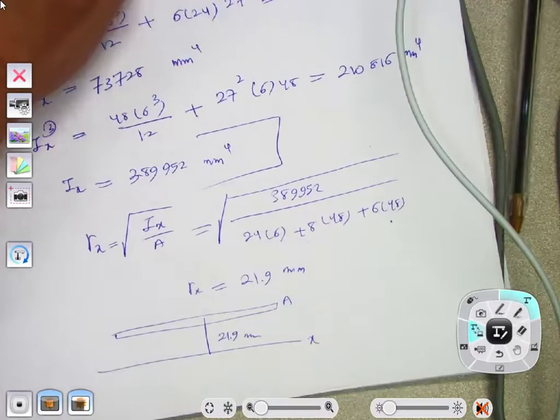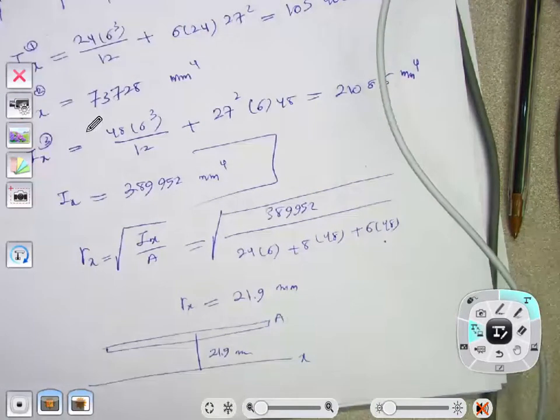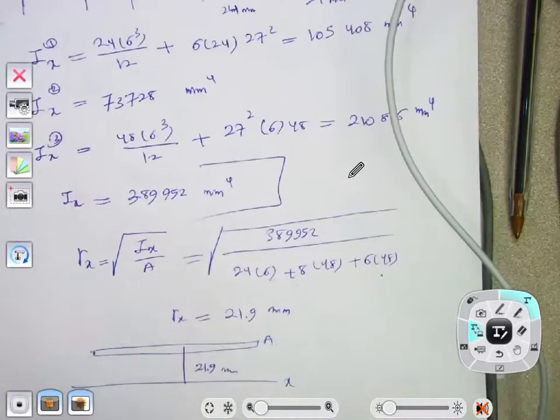Alright, so that's about it. We covered the topic of moment of inertia. You see that the parallel axis theorem can help us find the moment of inertia for composite shapes. And you don't need to evaluate the integrals here.